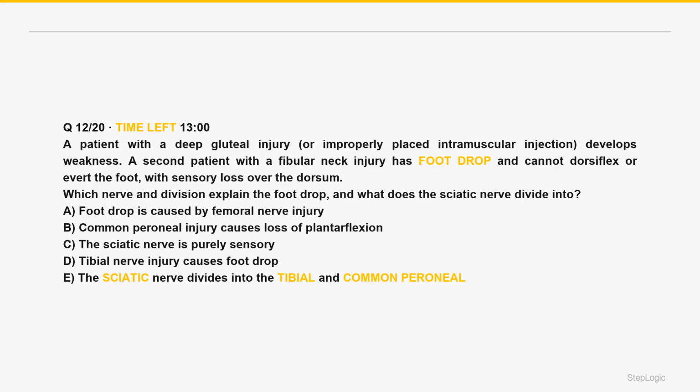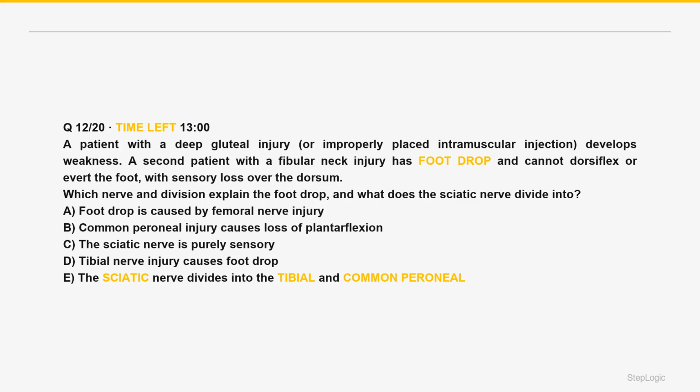Which nerve and division explain the foot drop, and what does the sciatic nerve divide into? A patient with a deep gluteal injury or improperly placed intramuscular injection develops weakness. A second patient with a fibular neck injury has foot drop and cannot dorsiflex or evert the foot, with sensory loss over the dorsum. Read the command. Which nerve division for foot drop?